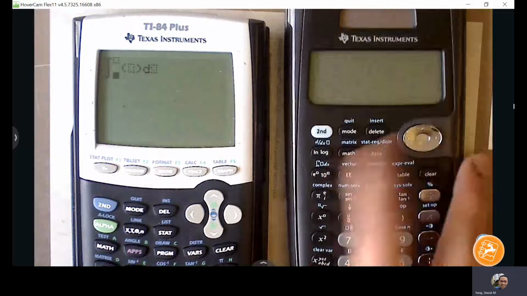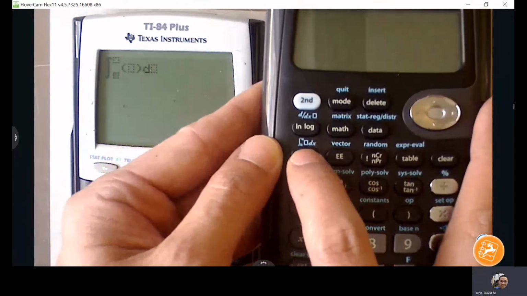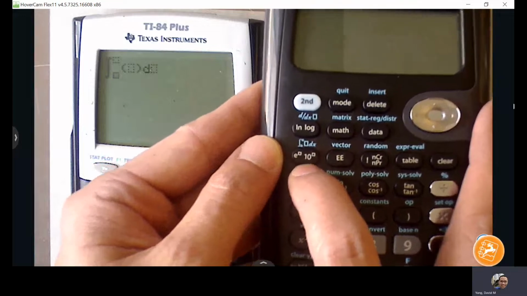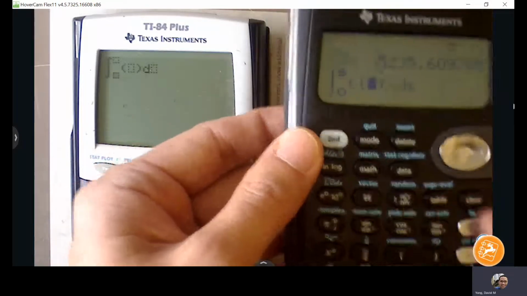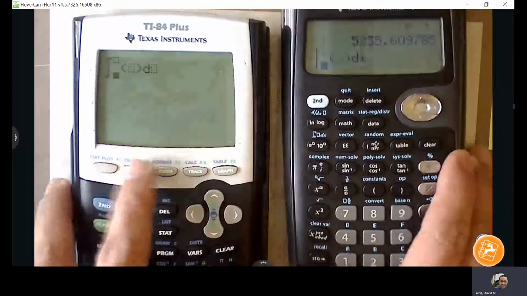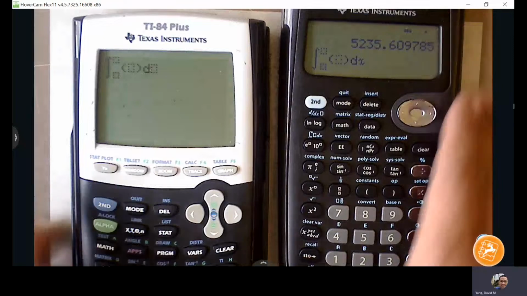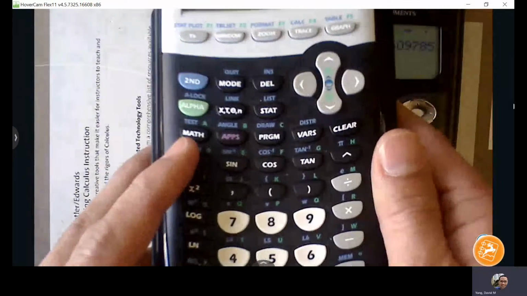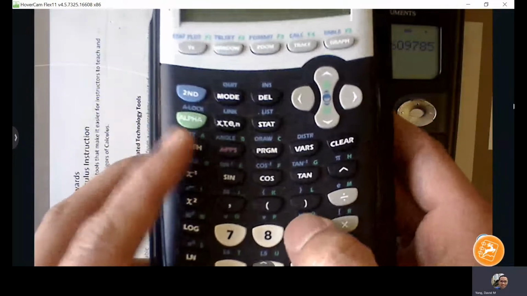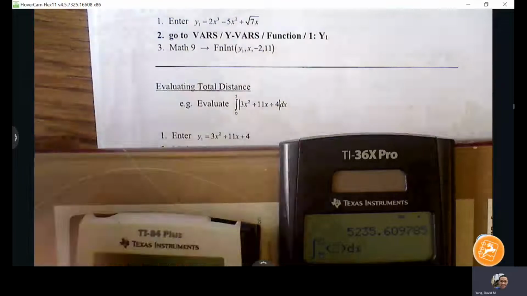On the 36 Pro, you see there's that integral notation in blue, and it's under E. So if you do second E, it'll pull up that integral notation, and it's going to enter in what you see. Or do Math 9. And it's also spelled out right here. So Math 9 gives you an integral there.